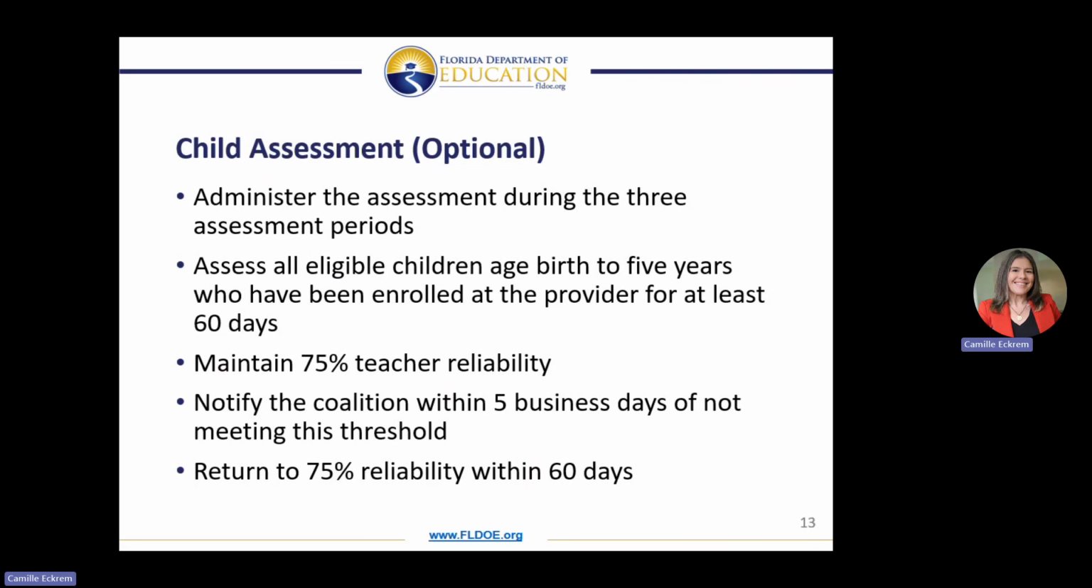Child assessment is optional. Administer the assessment during the 3 assessment periods. Assess all eligible children aged birth to 5 years old who have been enrolled at the provider for at least 60 days. Maintain 75% teacher reliability. Notify the coalition within 5 business days of not meeting this threshold. Return to 75% reliability within 60 days. Providers may choose to conduct child assessments. The only permissible assessment tool is currently Teaching Strategies Gold, or TSG.